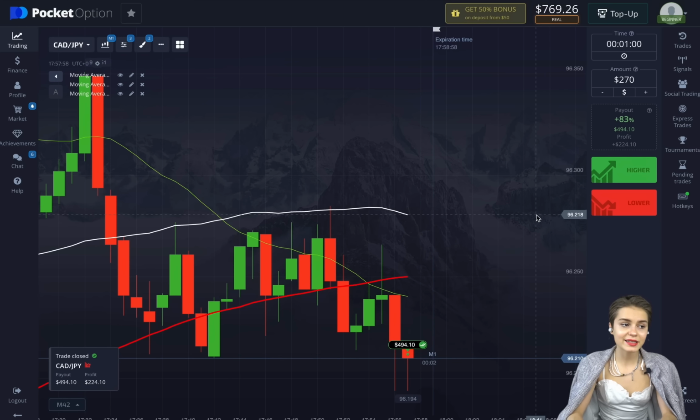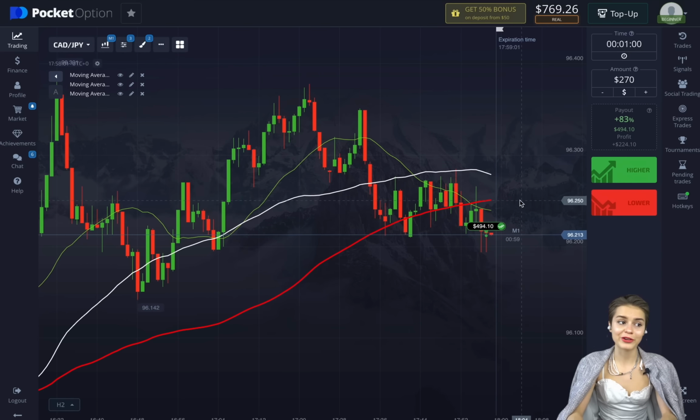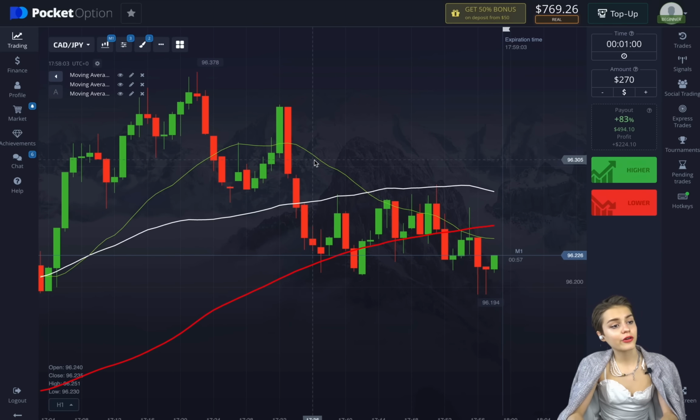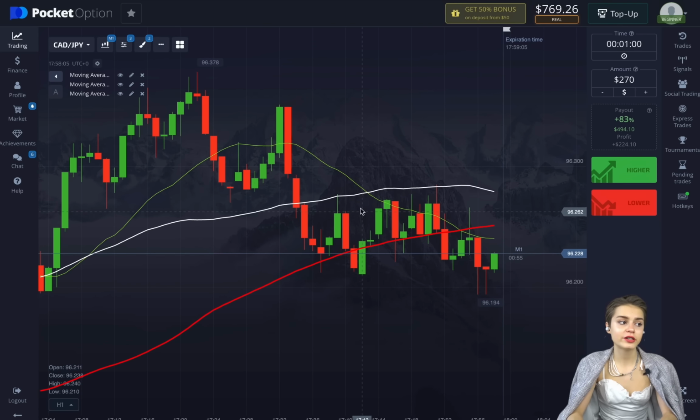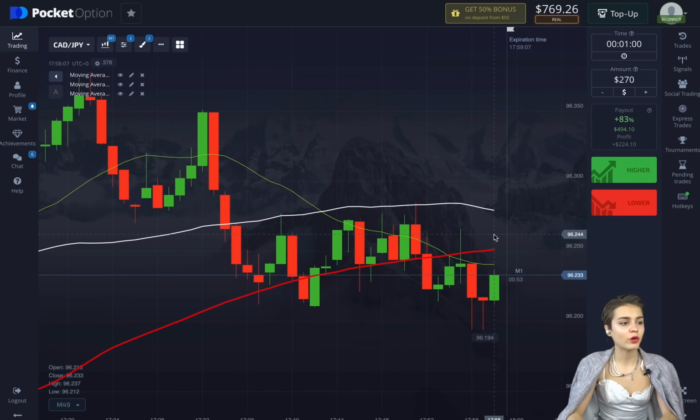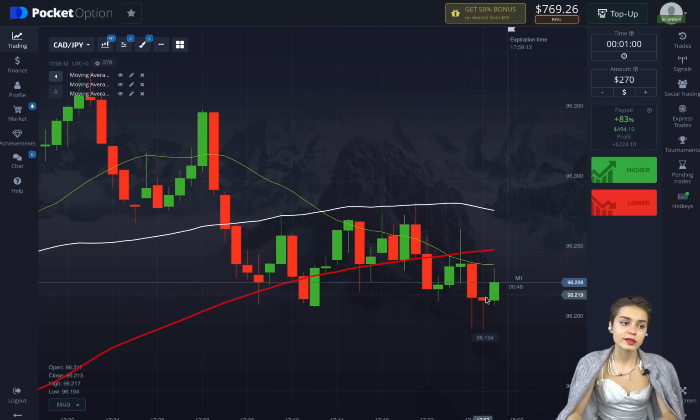So guys, another deal is closed in a profit, which is great. The same case. Green line crosses the white one at first, then the red one. Now we see it's getting back to the red line. The deal with lower had enough time to be closed in a profit.